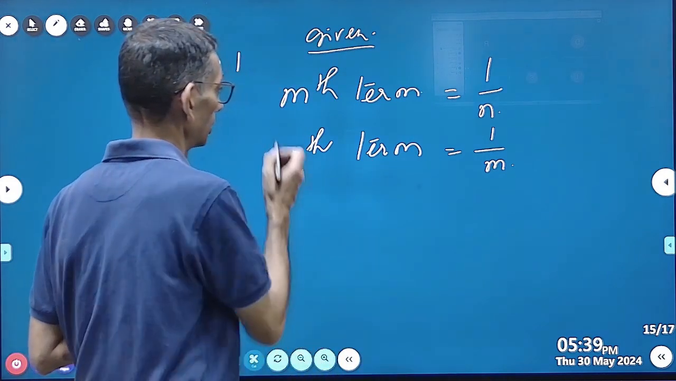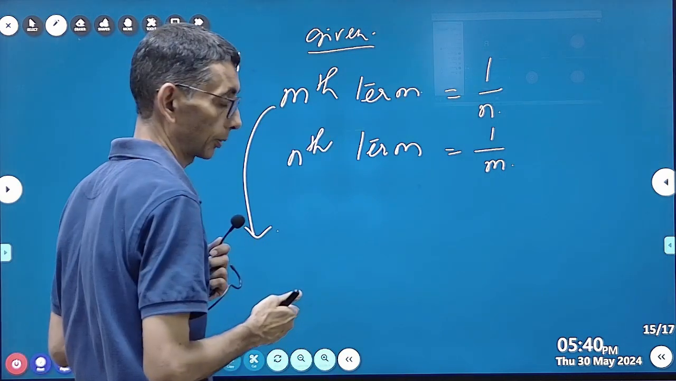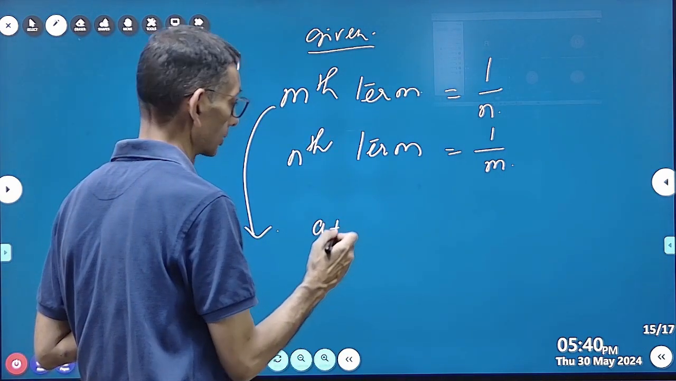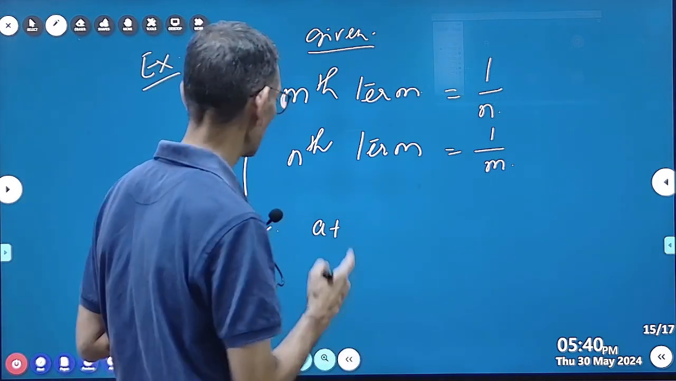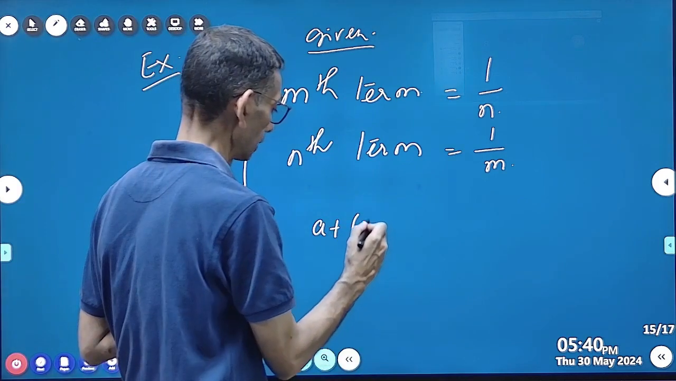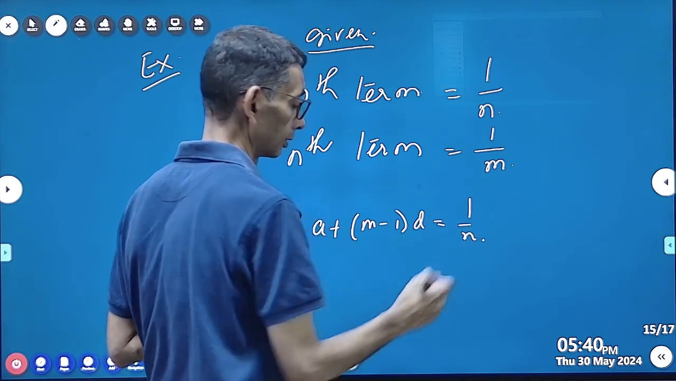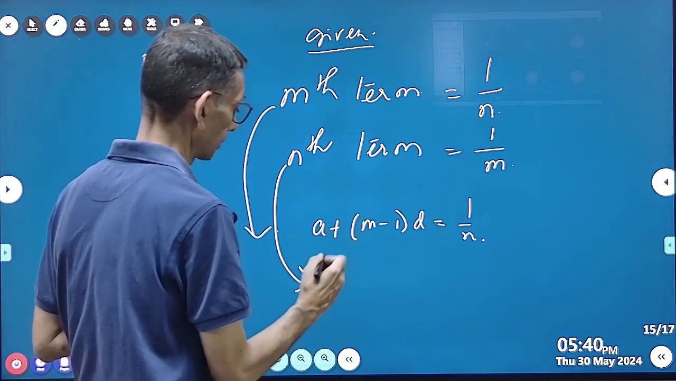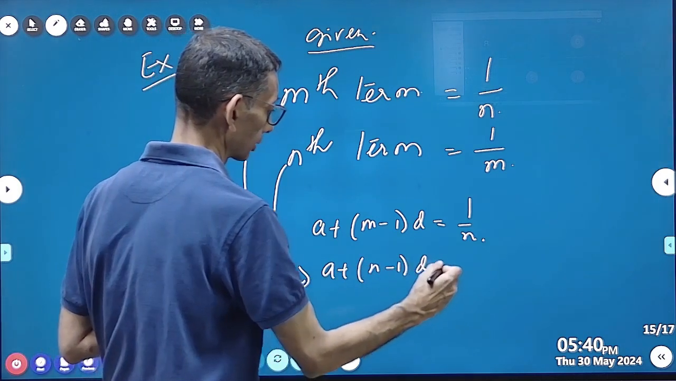Now, two steps. The mth term, we will write the mth term formula now. The mth term formula, is it AP or GP? AP. So A plus m minus 1 into D is equal to 1 by n, right? Then we will convert this. The nth term formula is A plus n minus 1 into D, which is equal to 1 by m.